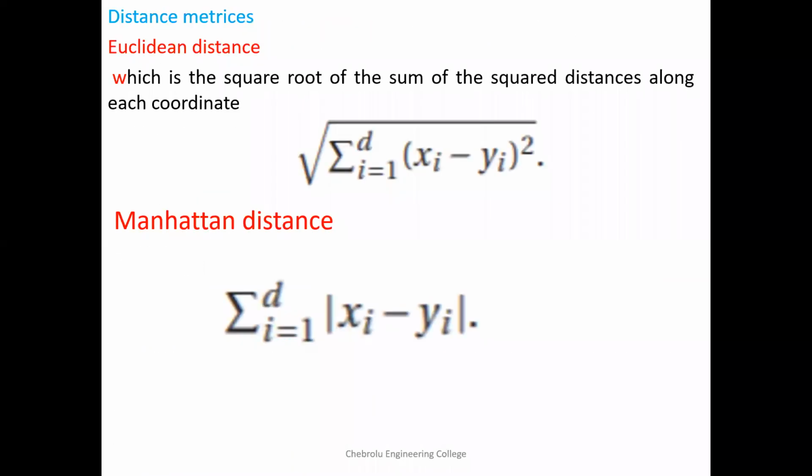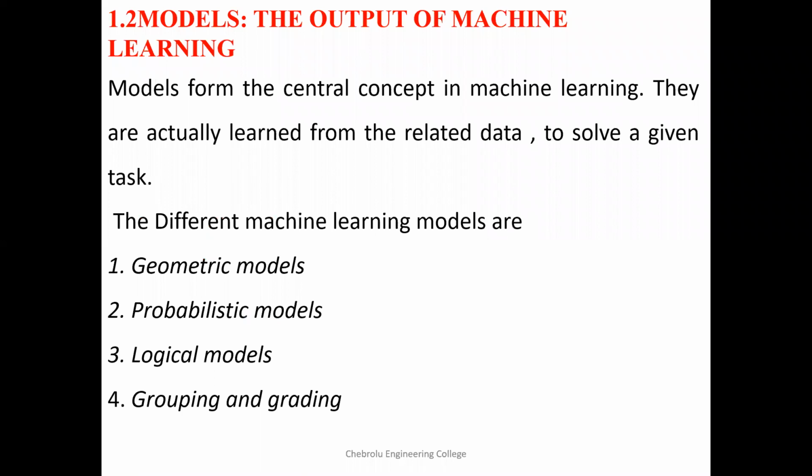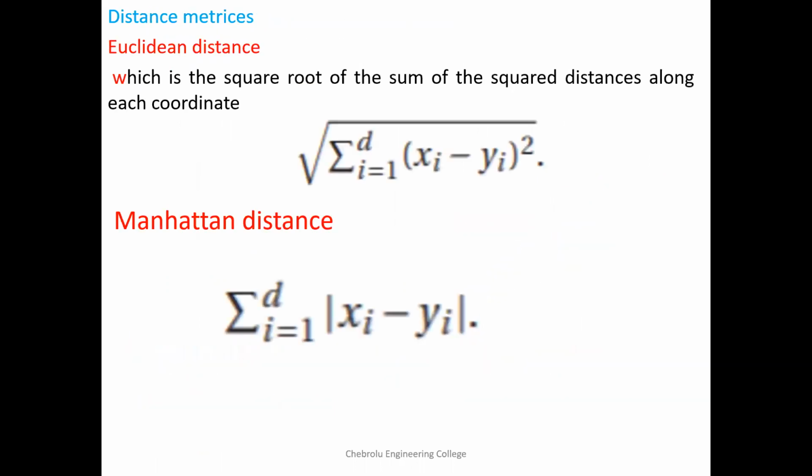So today we discussed machine learning output models. We have totally 4 models: geometric model, probabilistic model, logical model, and grouping and grading. These are the 4 models by which machine learning produces output. The geometric model entirely deals with mathematics and formulas. What do we mean by geometric? Calculating distances and plotting graphs between the x-axis and y-axis.